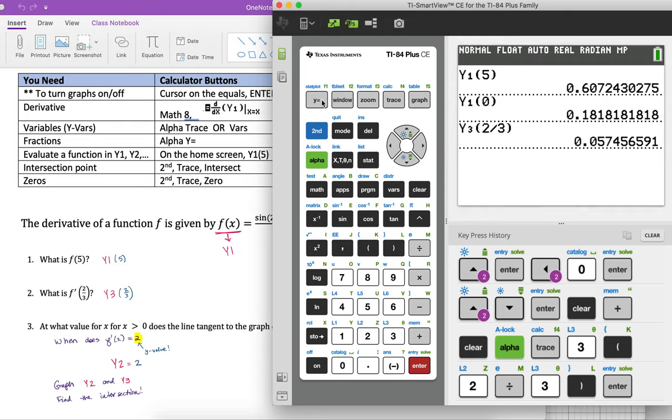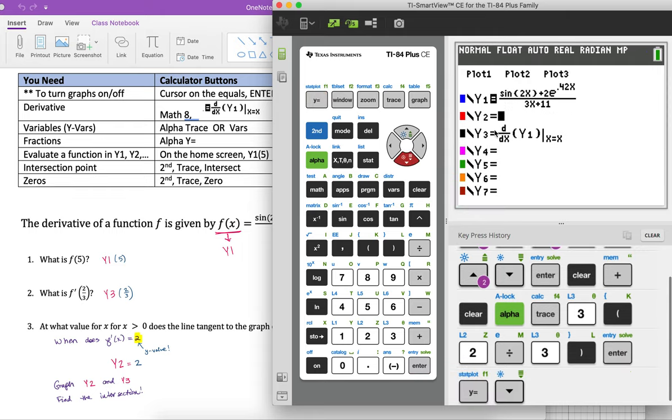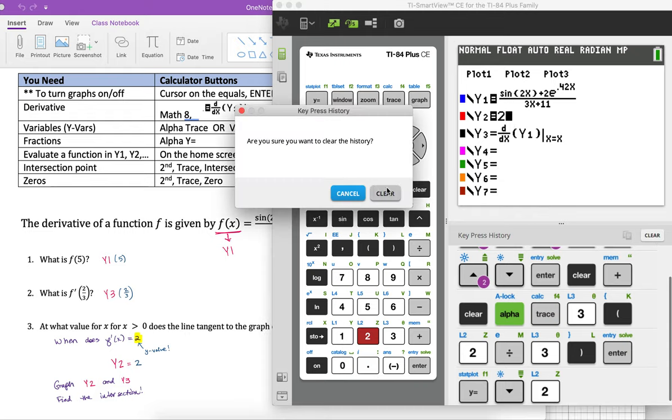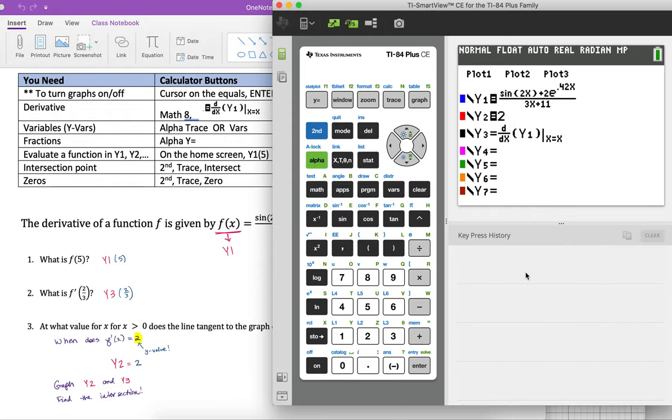The easiest way to do this is just to go into your y functions and graph 2. So you're going to go to y equals, and let's graph 2 into y2. That basically right now is saying y equals 2. So we've got y equals 2, and we have f prime of x. We don't want the original function, we want the derivative. So we're going to see where these two intersect.